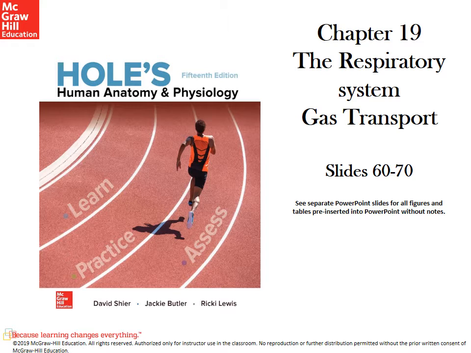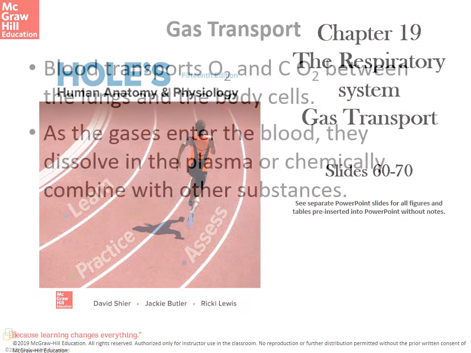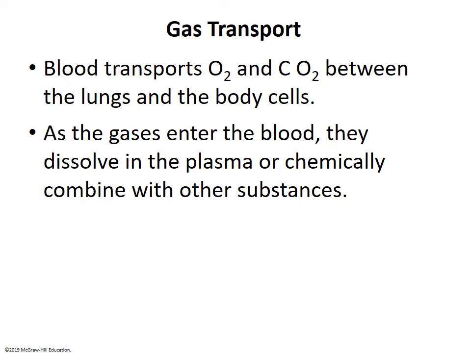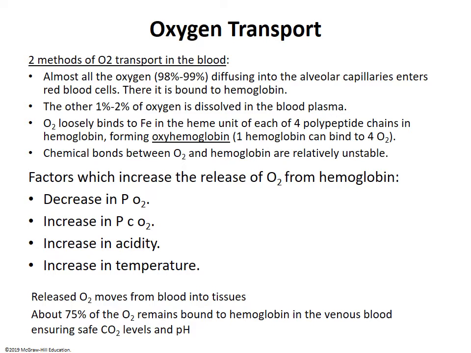So obviously in gas transport, we're talking about oxygen and carbon dioxide in our body. And we're going to look at how the body carries both O2 and CO2 between the lungs and the body cells. As gases enter the body, they dissolve in the plasma and/or chemically combine with other substances. So we first look at oxygen transport.